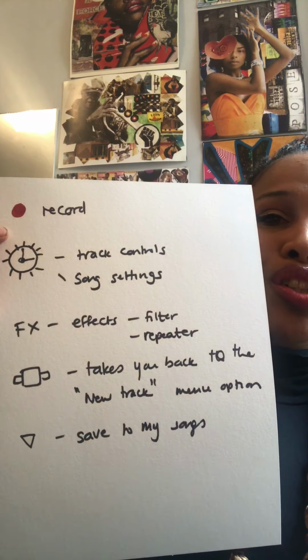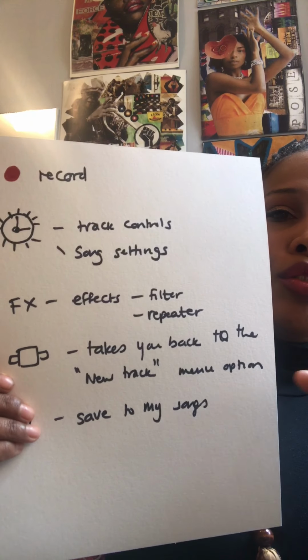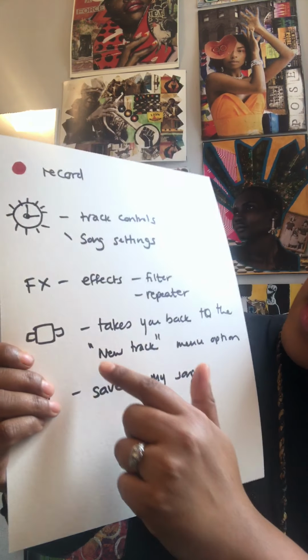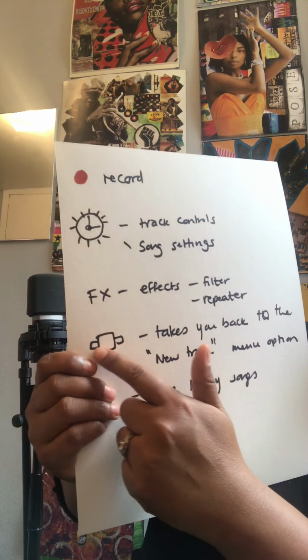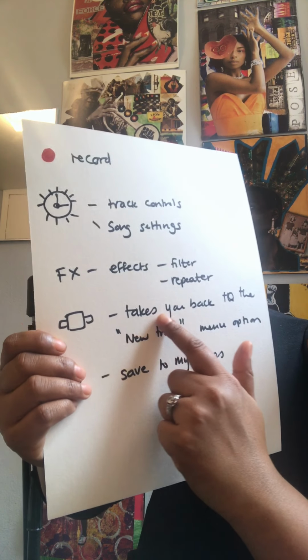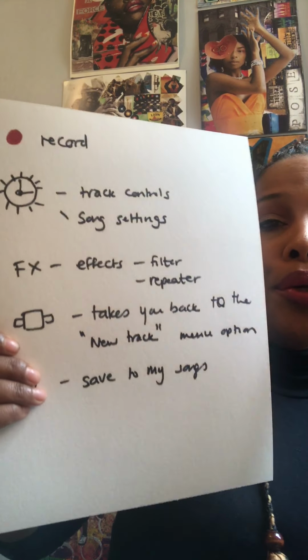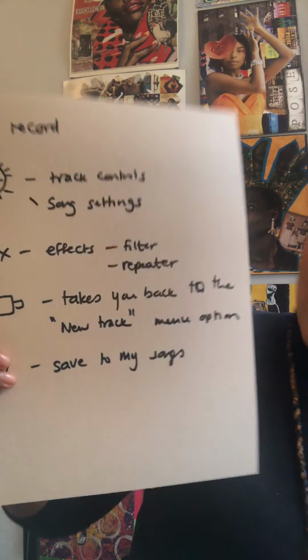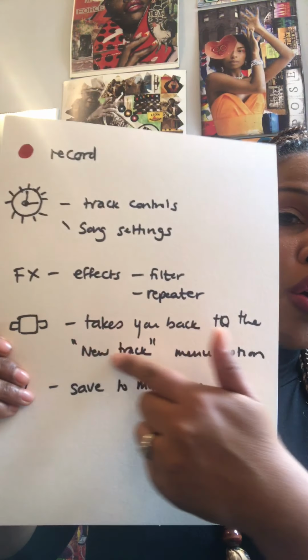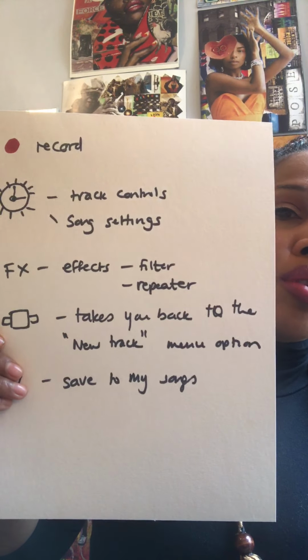You've got FX as well, which is the effects, and you've got filter and repeater there. And while you're recording, you can do a version of it with that as well. Okay, you can change it up, almost like a live DJ. Then you have the square with the two ears, I like to call it, and it takes you back to the new track menu option. Okay, so for you to go all the way back to choose a completely new song.